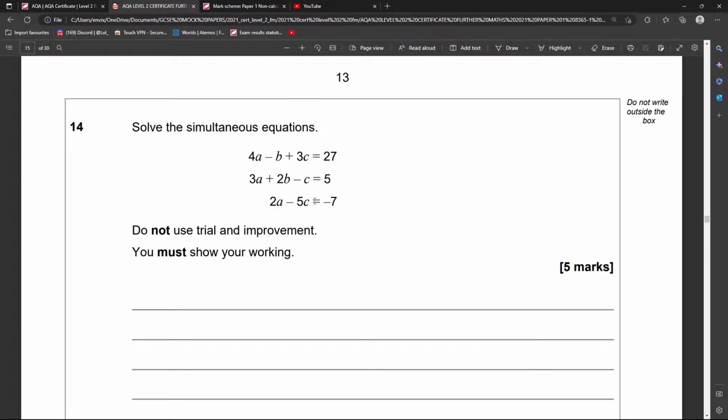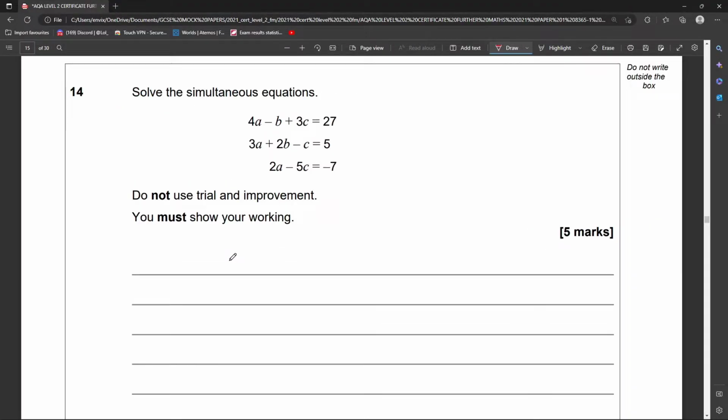2a minus 5c equals minus 7, 3a plus 2b minus c equals 5, 4a minus b plus 3c equals 27. So this question is actually 5 marks, which means you can gain a lot of marks if you get this question right in an exam, and it only requires one technique, or maybe two if you want to double check your answer, but it's still very easy to learn. And yeah, so let's get into the video.